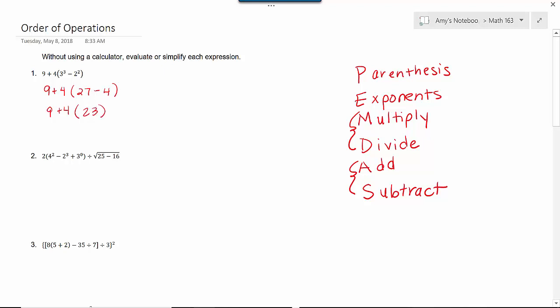Now, we still have parentheses, but there is not any operations inside of these parentheses. Now it is just a number. So 4 parentheses 23 just means to multiply these two numbers. And if you do 4 times 23, you will get 92. Now 9 plus 92 is 101 for our answer.